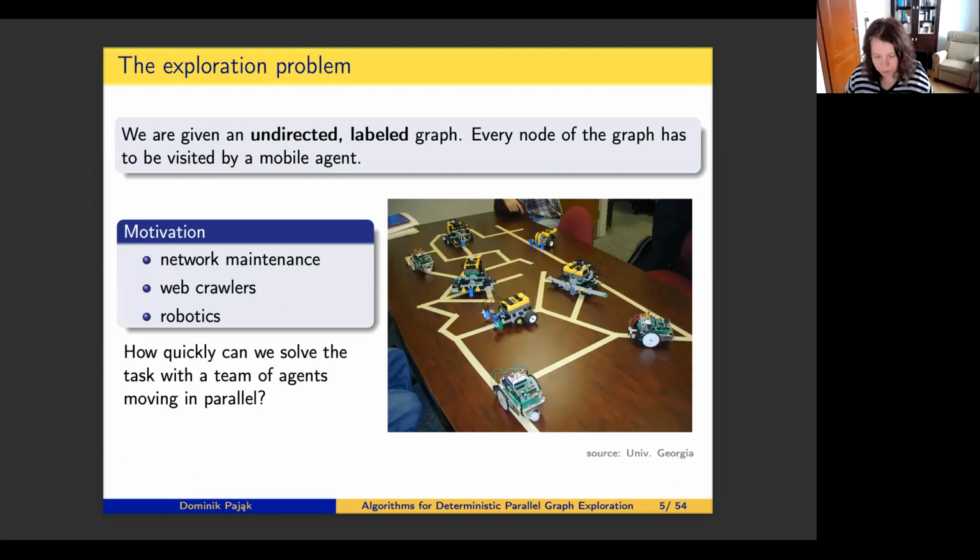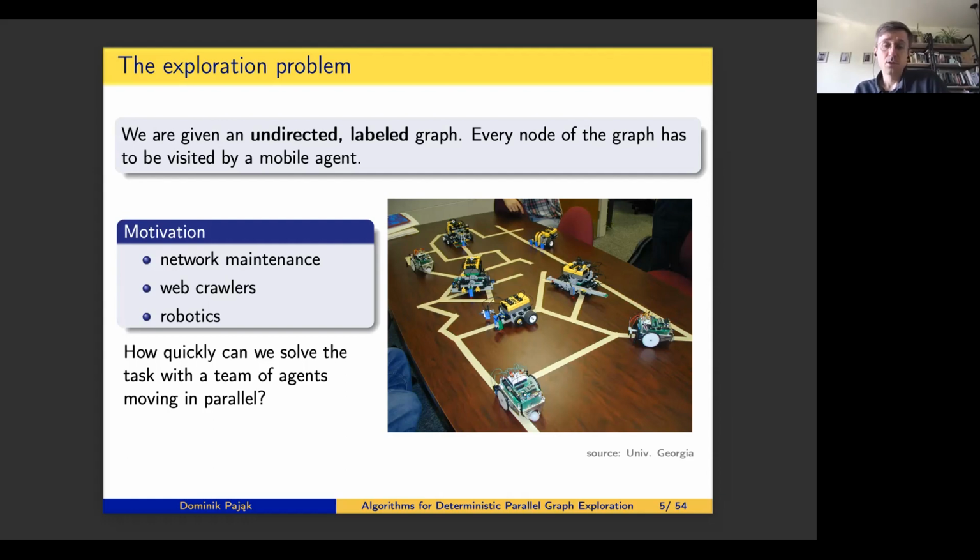Of course you assume that it's not only undirected and labeled, but also connected. Yes, definitely, connected. If it's not connected, then you cannot get there. But maybe you have multiple teams, one in each component. Then you just have several instances of the problem. Yes, you assume it's connected.